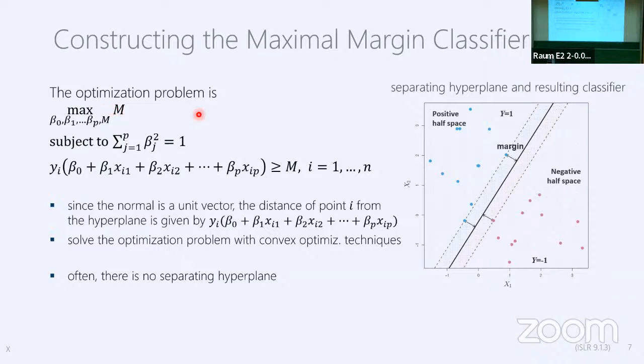If you run, let's say, gradient descent on some problem, we might get a local minimum, but not the best minimum. But here, because the problem is convex, we will get the global, the best minimum.